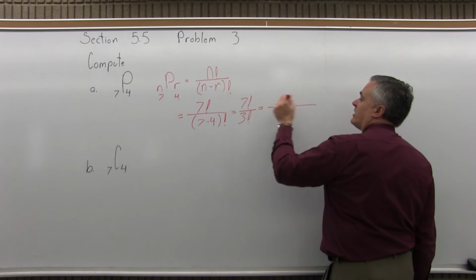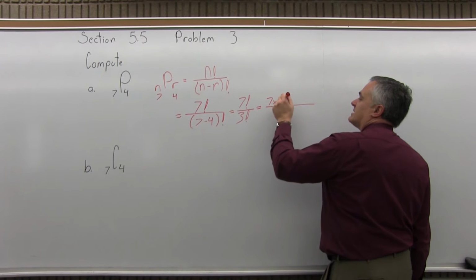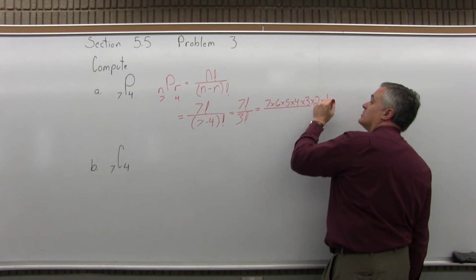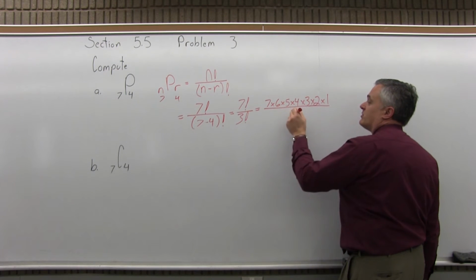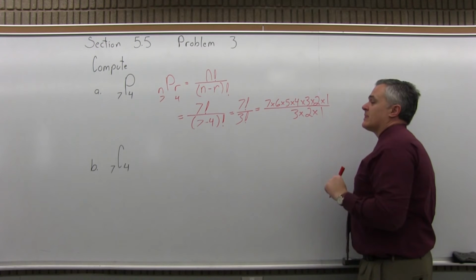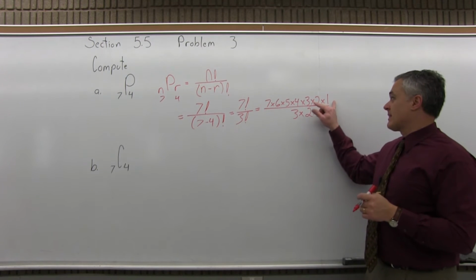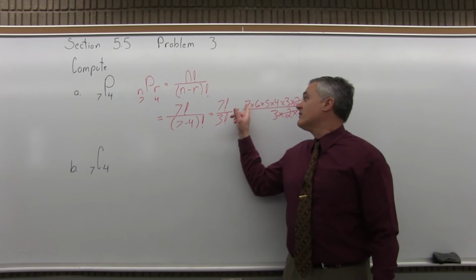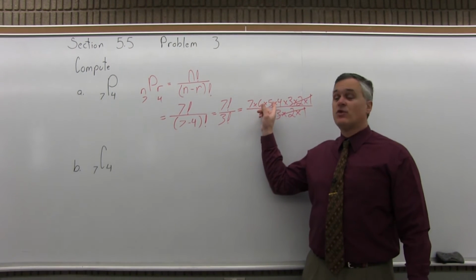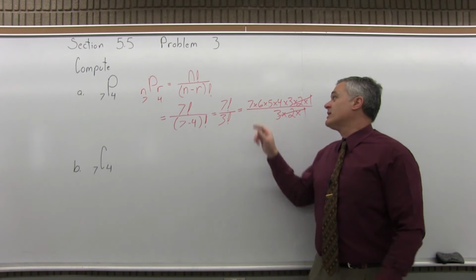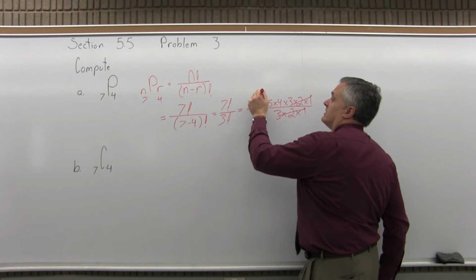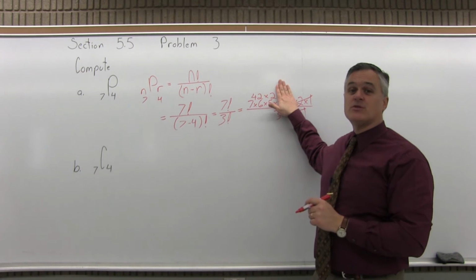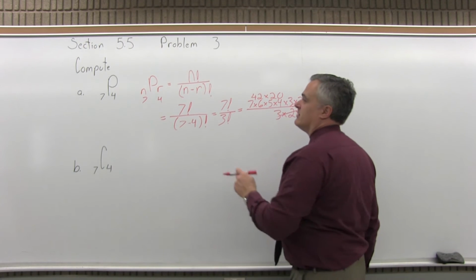So 7 factorial will be 7 times 6 times 5 times 4 times 3 times 2 times 1. And 3 factorial will be 3 times 2 times 1. And I would cancel the 3 times 2 times 1 in the top and the bottom. And you're left to figure out 7 times 6 times 5 times 4. So I look at this as 42 times 20, is the way I would do it. And now the times 20, forget the 0 for a minute. 42 times 2 is 84. Put the 0 back, 840.